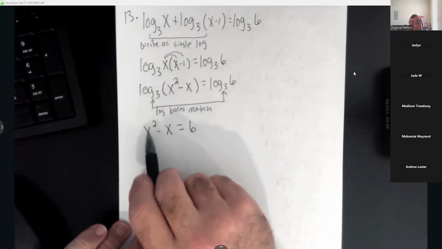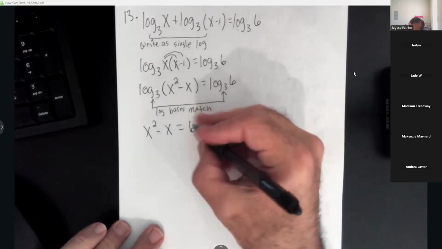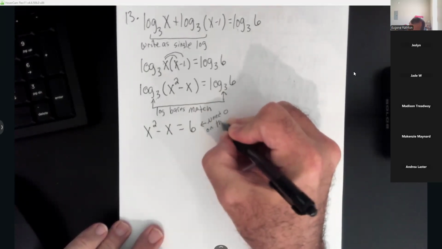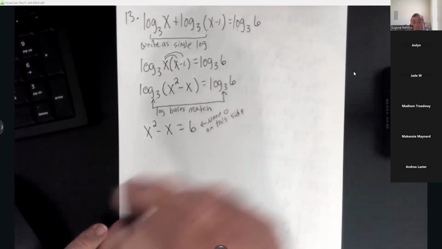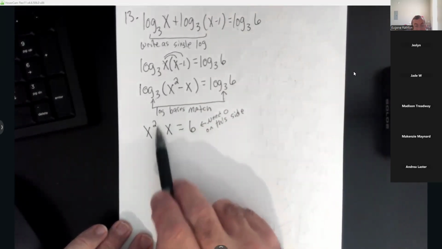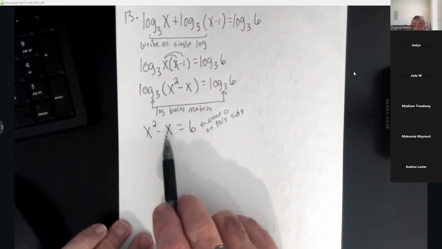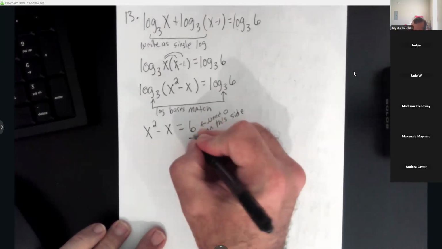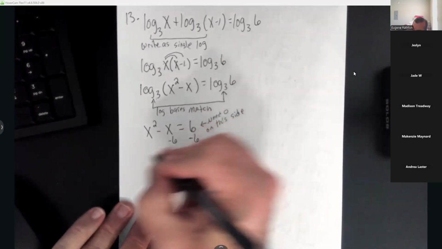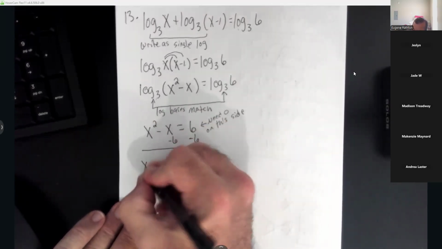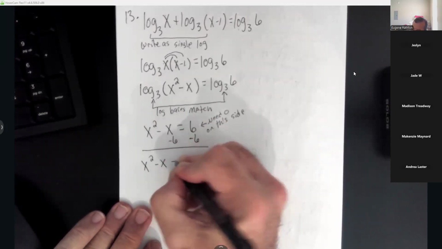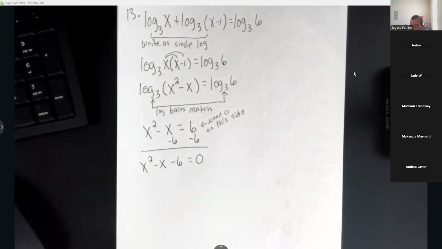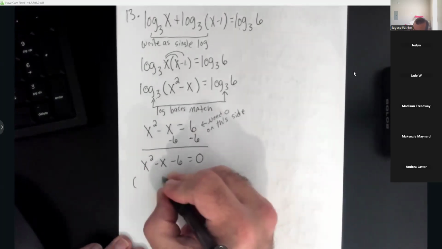Y'all look at this. This is quadratic again. So I need a 0 over here. Now remember, the one where I did square roots a while ago was because it didn't have an x term. This one does have the x term. So I want everything on one side equal to 0. And y'all, to do that, you're going to subtract 6 from both sides. So you get x squared minus x minus 6 equal to 0. And we're going to factor that.